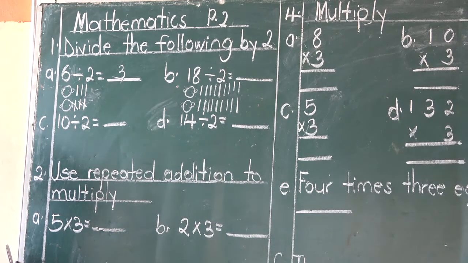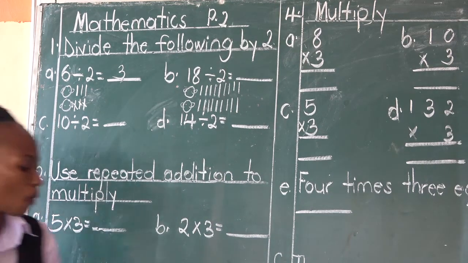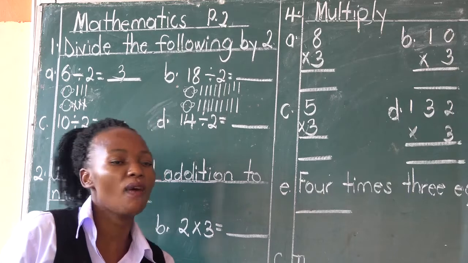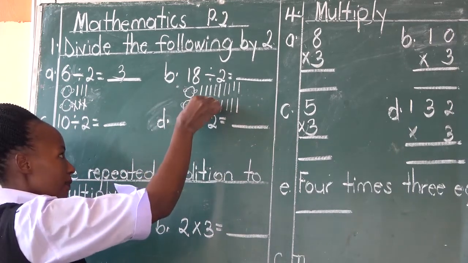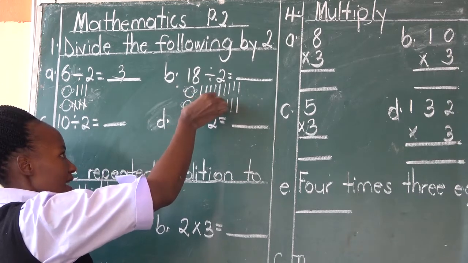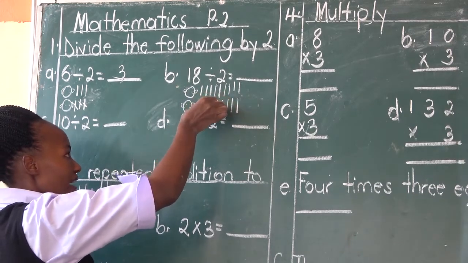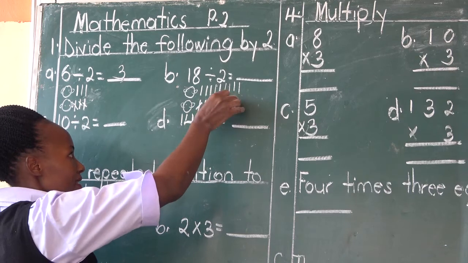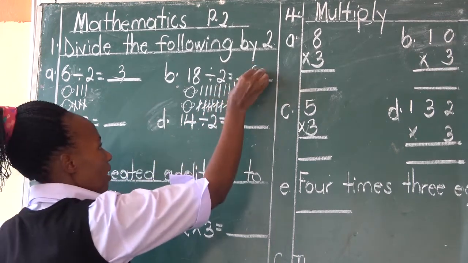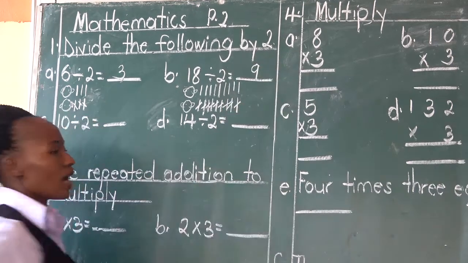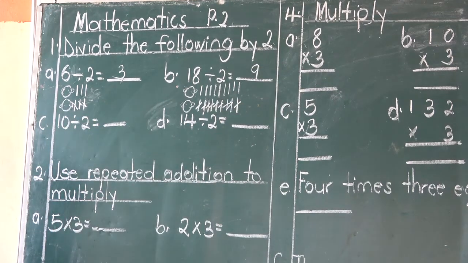After sharing the 18 sweets, now we are going to count sweets for 1 head, and that will be our answer. Okay, let's go. 1, 2, 3, 4, 5, 6, 7, 8, 9. And that is our answer. You count sweets for 1 head, then you write that answer.